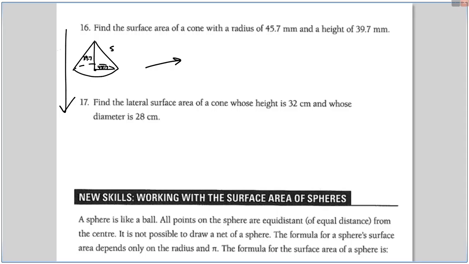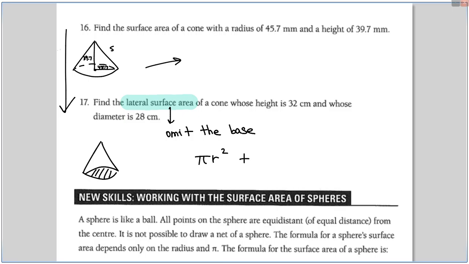Guys, for number 17, if you highlight this right here, it means just the area, not including the base. Okay? Lateral area means omit the base. And for the cone, what's the base? The circle. So in the formula pi r squared plus pi rs, you would just omit the pi r squared and just solve the pi rs.